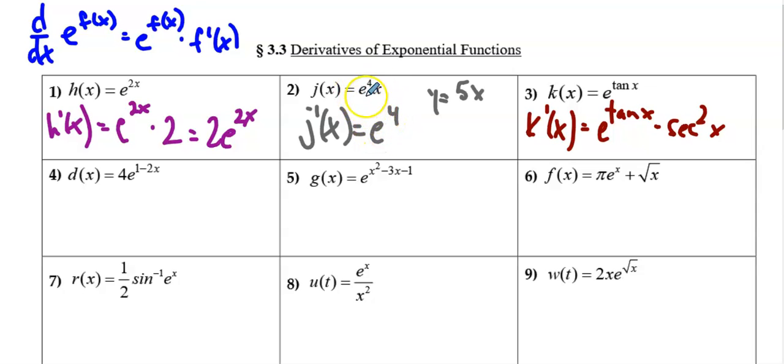So some students may think about doing the product rule here. You don't have to do that. You don't have to do that at all. All right, so just want to make sure I clarify that.